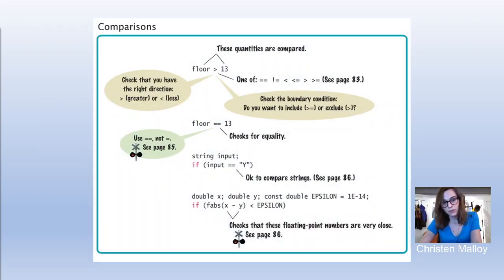In this example, notice that we're comparing floor to the value 13. At the top, we're saying floor greater than 13, but we could take that greater sign and change it to an equality sign by saying floor is equal to 13. We could say floor not equal to 13, less than or equals, greater than or equals. And we can do this also with strings as well as integers and doubles.